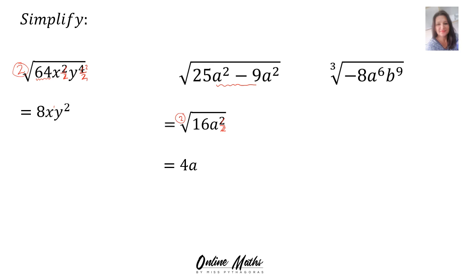In terms of a cube root, it works exactly the same. The cube root of negative 8 is negative 2, and then for the cube root of a^6 b^9, you will divide the exponents by 3. Therefore, the cube root of negative 8 is negative 2, and in terms of a, 3 goes into 6 twice. And in terms of b, 3 goes into 9 three times. The answer is negative 2a^2b^3.